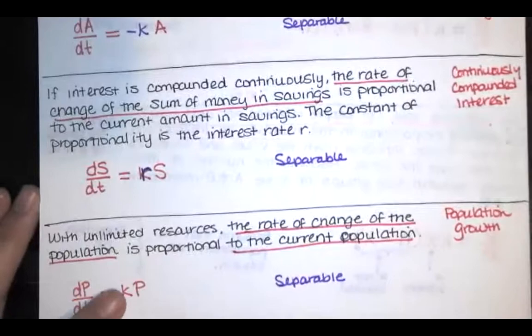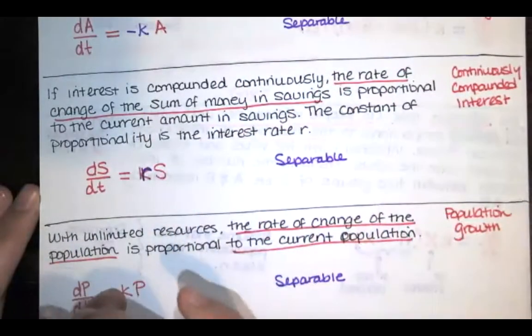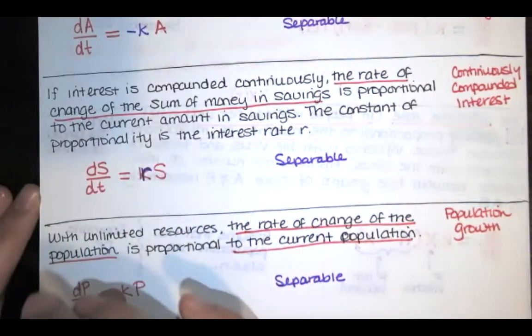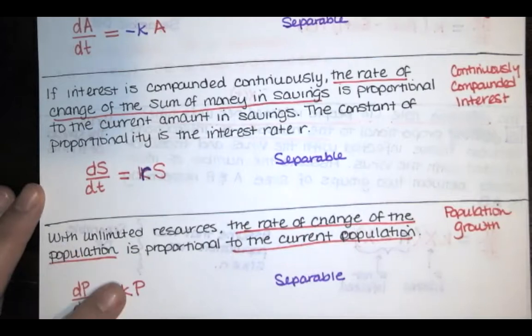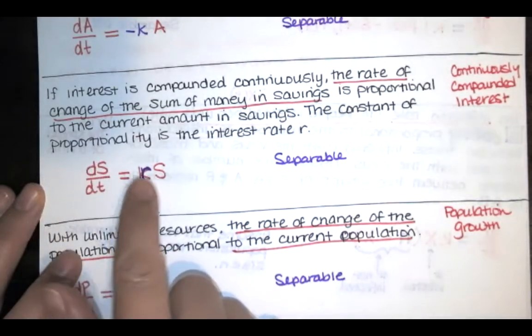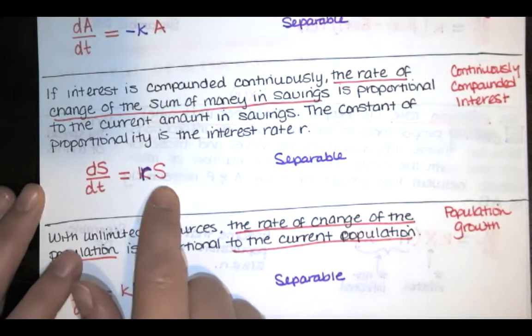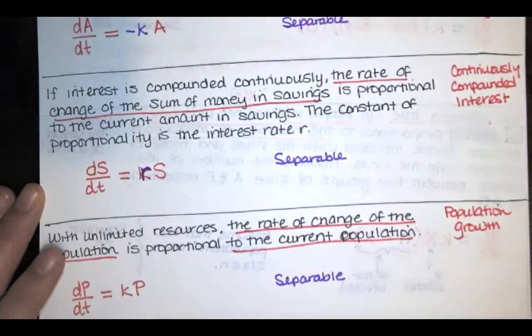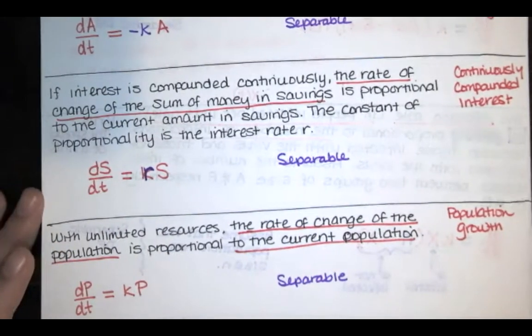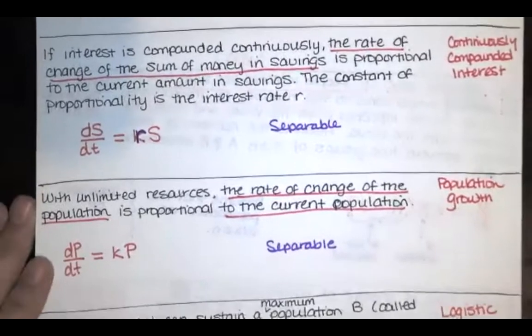Okay. Compound interest works exactly the same way. The rate of change of the sum of money in savings is proportional to the current amount you have in savings. If you have more in savings, you're making more interest. If you have less in savings, you're making less interest. But that amount is proportional to the amount that you currently have in there, and that rate, the constant of proportionality, is the interest rate R. That's separable.